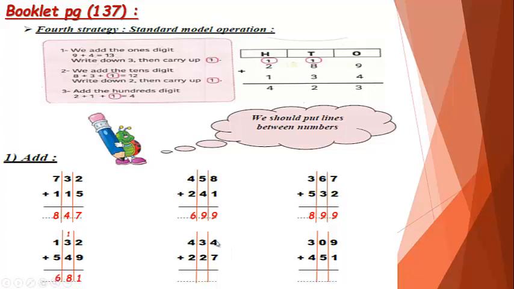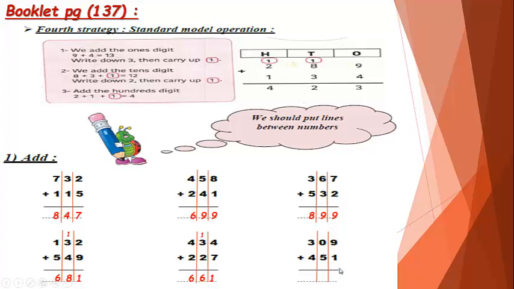Okay, let's see this one. 4 plus 7 equals 11. So I'm going to write only the 1 and carry up 1. And add 1 plus 3 plus 2. 1 plus 3 equals 4. 4 plus 2 equals 6. And 4 plus 2 equals 6 also. So the final answer is 661. The last one, 309 plus 451.